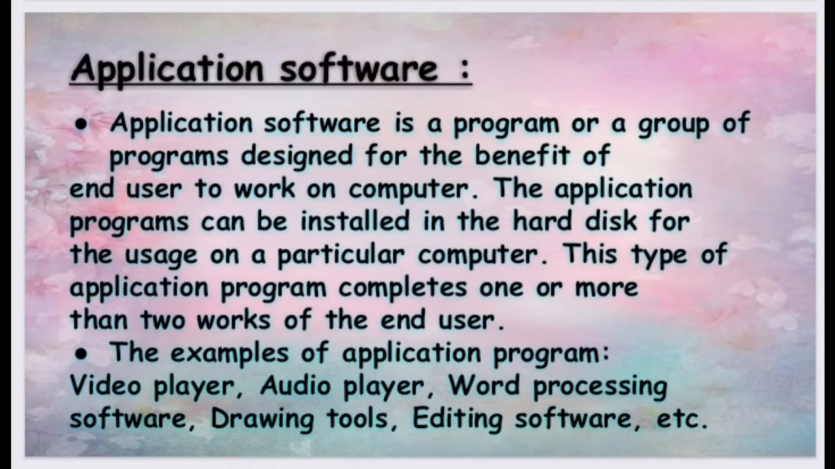Next, application software. Application software is a program or a group of programs designed for the benefit of end user to work on computer. The application programs can be installed in the hard disk for the usage on a particular computer. This type of application program completes one or more than two works of the end user. The examples of application program are video player, audio player, word processing software, drawing tools, editing software, etc.